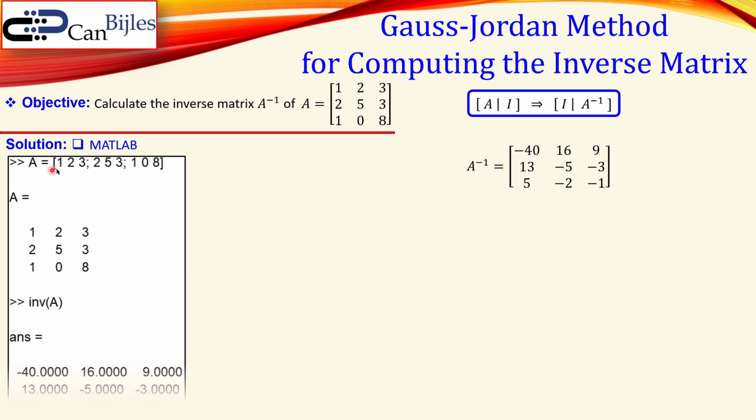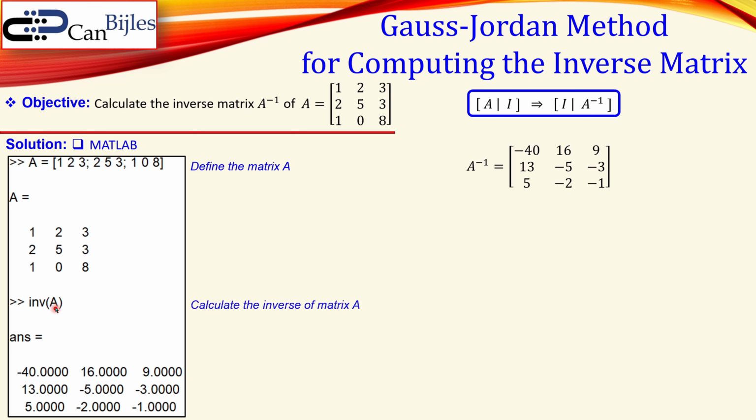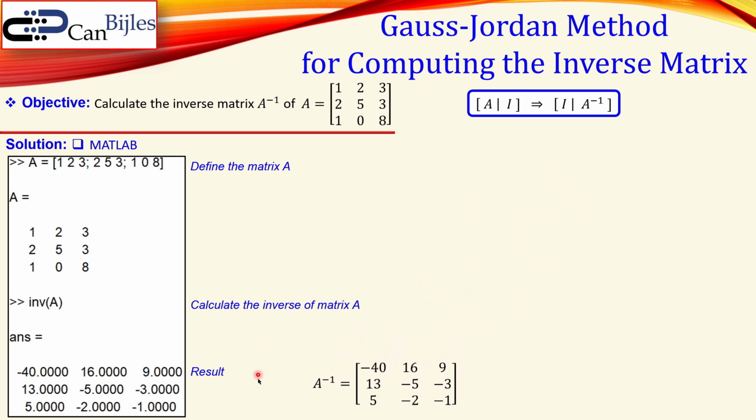Now this is again the MATLAB command we also used for a 2 by 2 matrix, but in a similar case, now for a 3 by 3. You see here 1, 2, 3, first row, second row 2, 5, 3, and 1, 0, 8. This is also shown here. Now we also calculate the inverse of that matrix with this command. And this is the result. You see here minus 40, 16, 9. That's the first row. 13, minus 5, minus 3. 5, minus 2, minus 1. And that means next to each other, you can see that clearly. That is indeed correct. Alright, that was our example concerning the Gauss-Jordan method for computing the inverse.